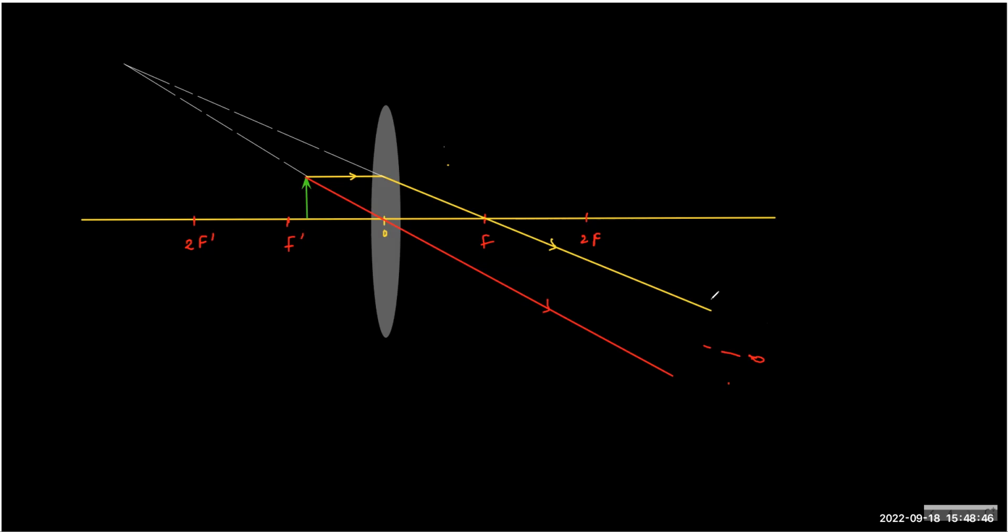And why do we do so? Because the human eye is somewhere here, right? This is the human eye. So human eye, what do we see? Do we see object? Do we see light?